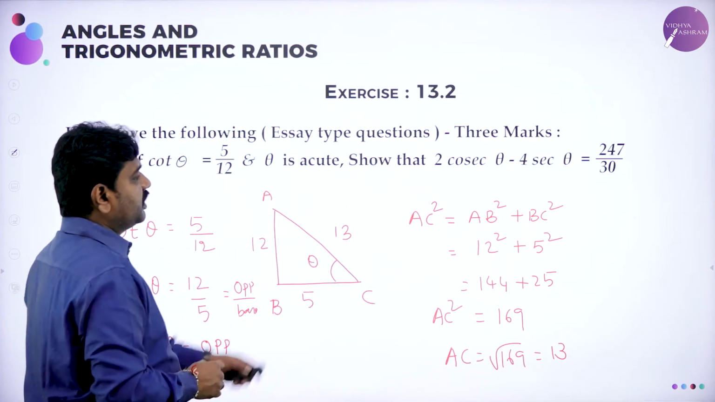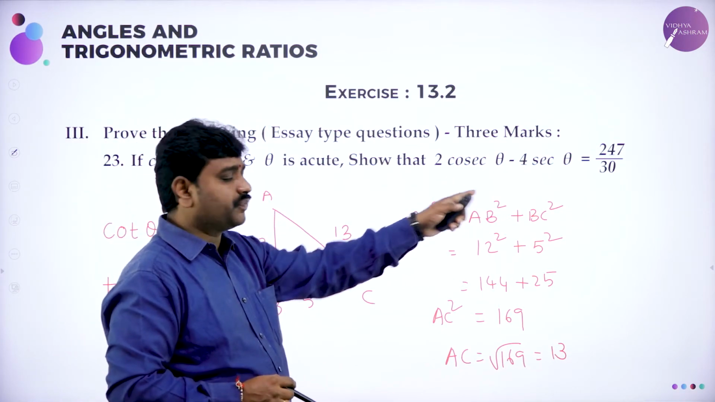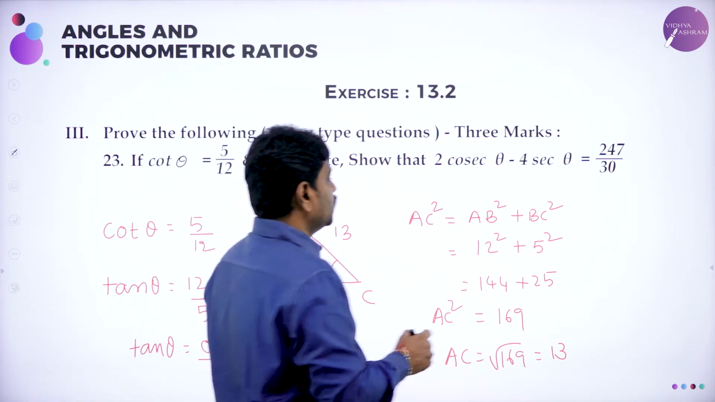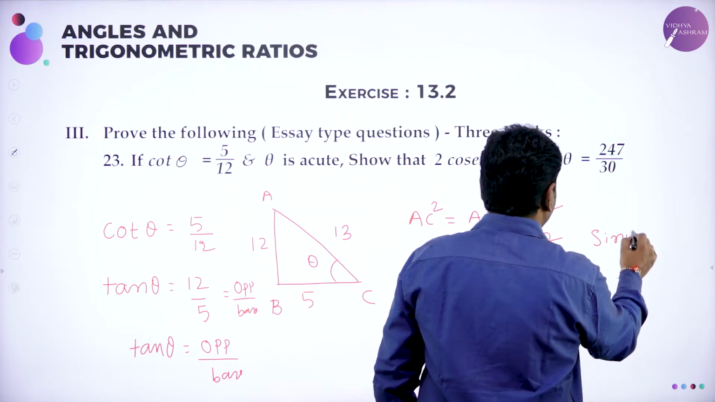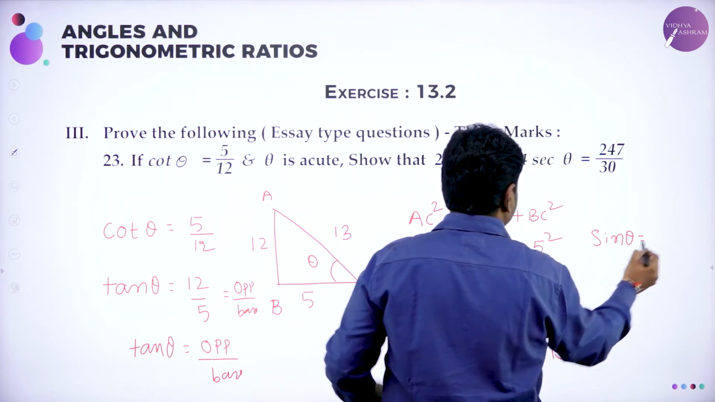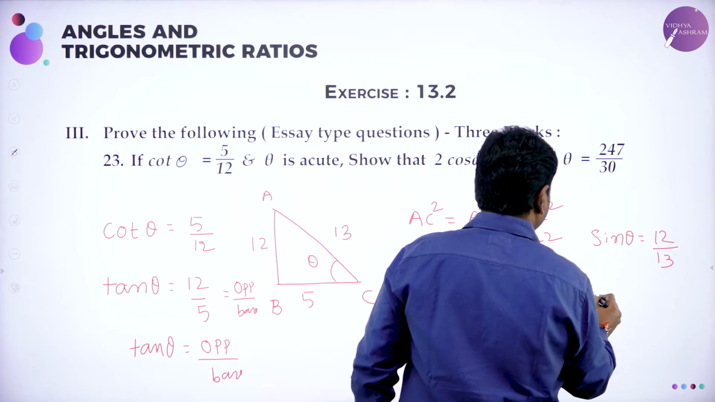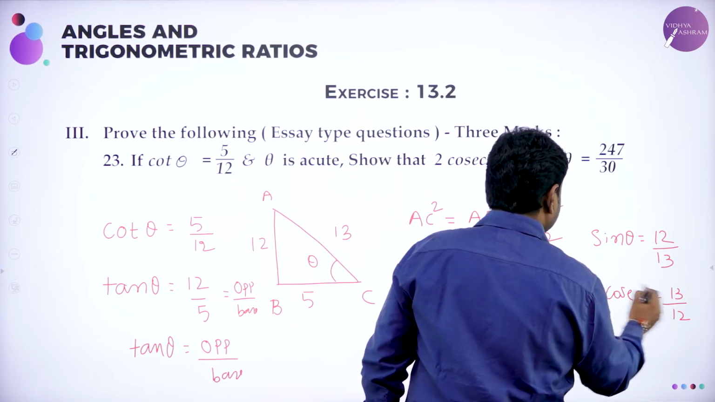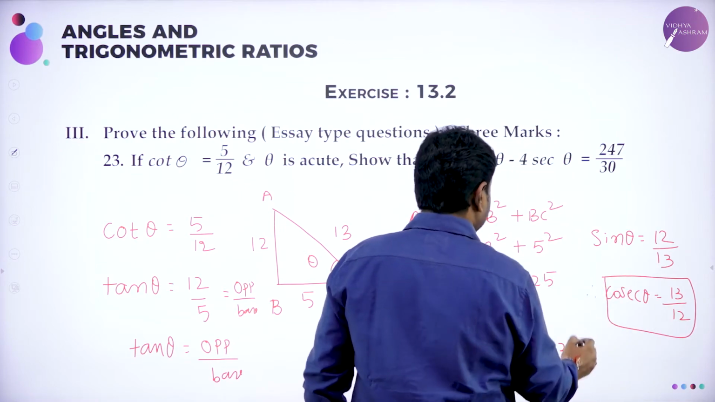From this you can find cosecant theta and secant theta. Cosecant is the reciprocal of what? Sin. So what is sin theta, dear students? Sin means opposite side divided by hypotenuse, 12 by 13. Therefore cosecant is the reciprocal. What is cosecant now? 13 by 12. So you got cosecant. They want secant also.